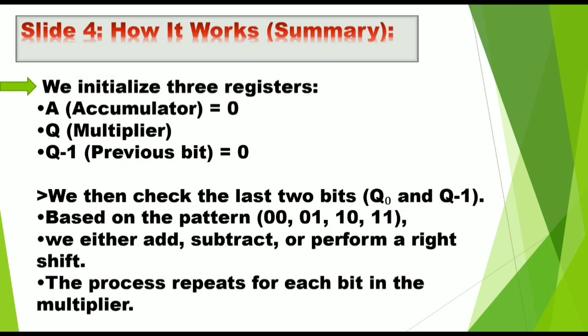Then, how does it work? We initialize three registers. A, for accumulator, is equal to 0. Q is the multiplier, and Q minus 1, the previous bit, is equal to 0. We then check the last two bits, Q0 and Q minus 1, based on the pattern 00, 01, 10 and 11. We either add, subtract, or perform a right shift. The process repeats for each bit in the multiplier.